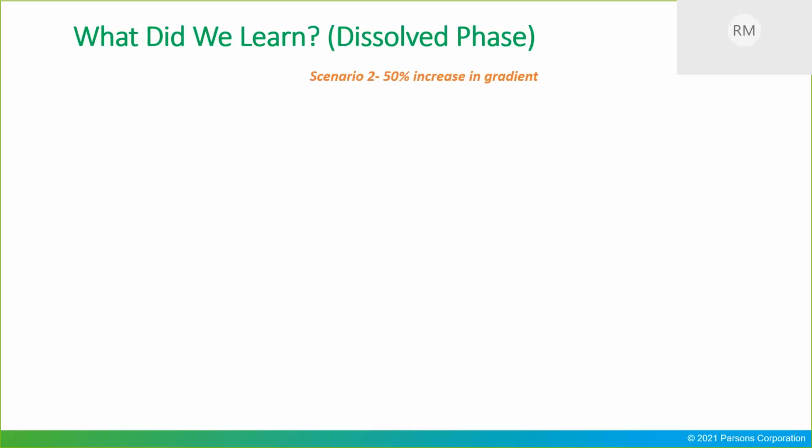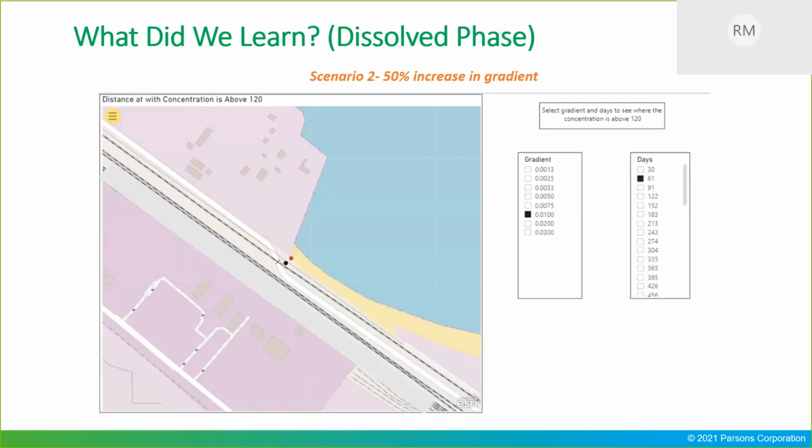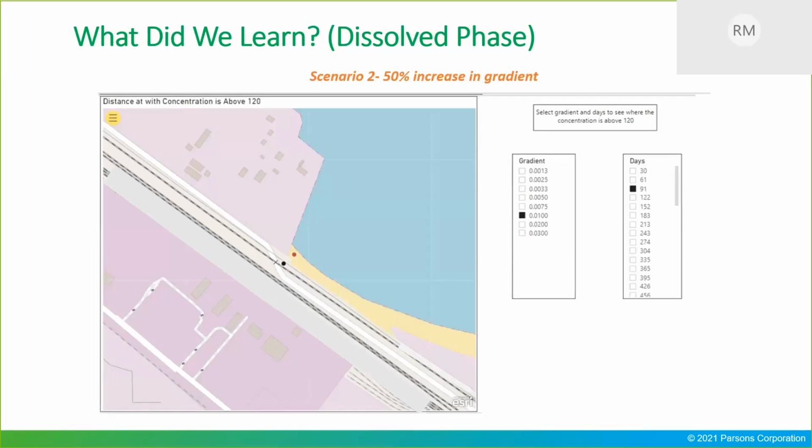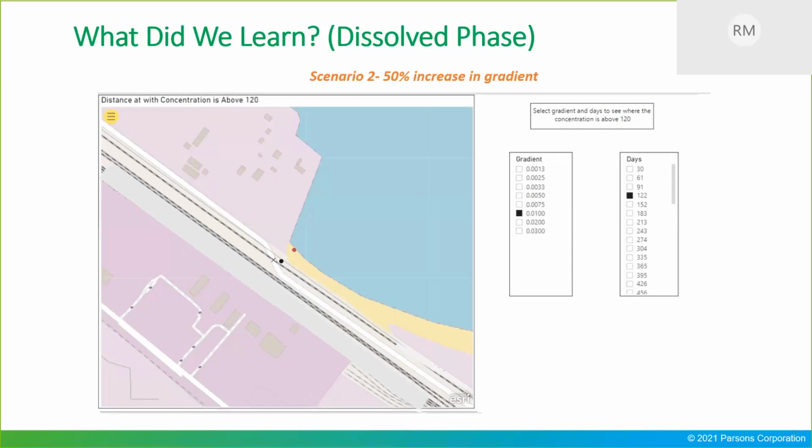Similarly, we also wanted to see what the migration would be when there is a 50% increase in gradient value. Here you can see that at 61 days the plume has already started migrating, and at almost 122 days the plume reaches the surface water body.